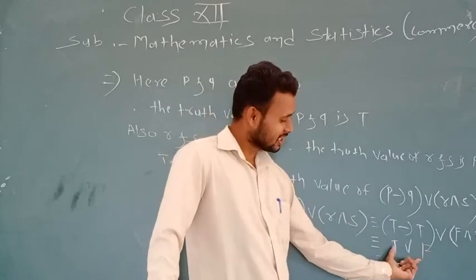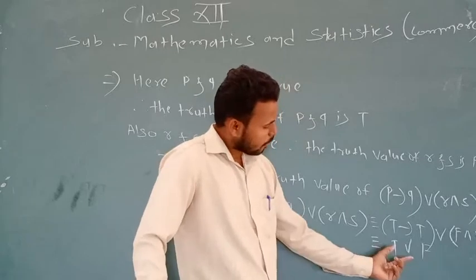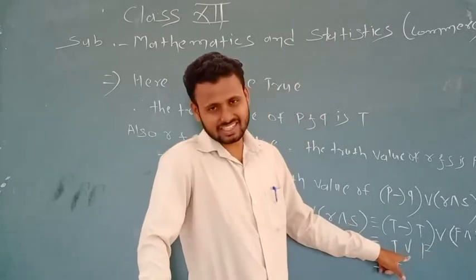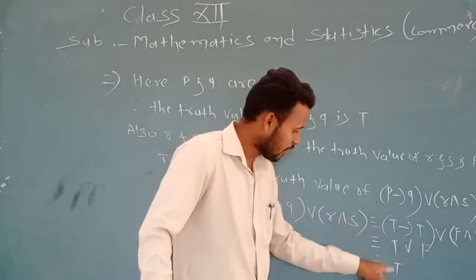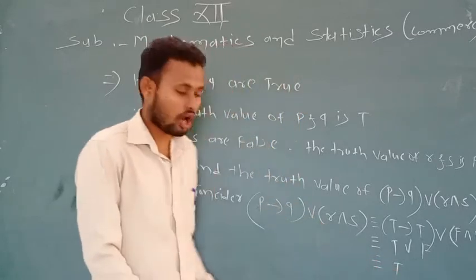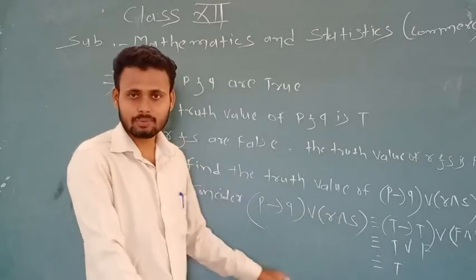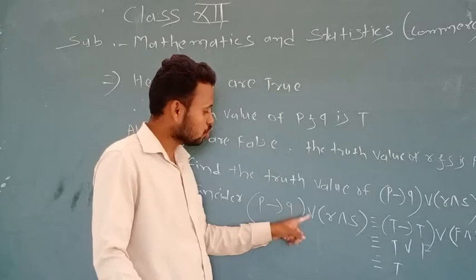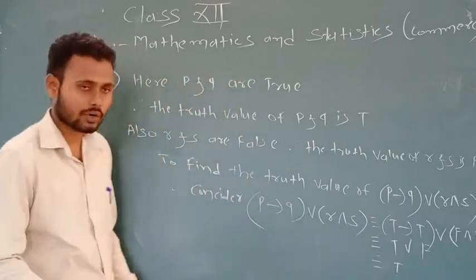Now in disjunction, we know that if both these substatements are false, then the disjunction is false. Otherwise, it is true. Therefore, this is the otherwise condition, and this value is T, which is the required truth value of the statement P implies Q joined with R with S. Therefore, the truth value of the statement P implies Q joined with R with S is T, which is our required answer.